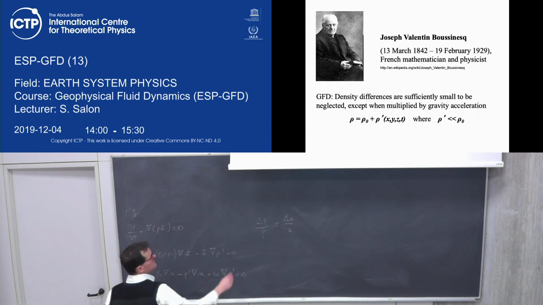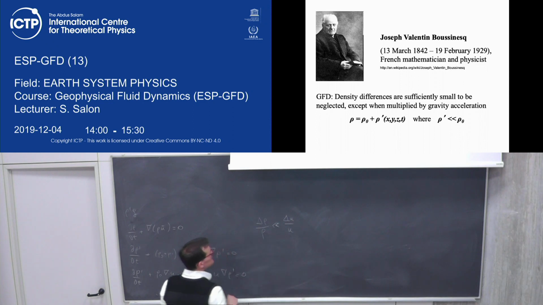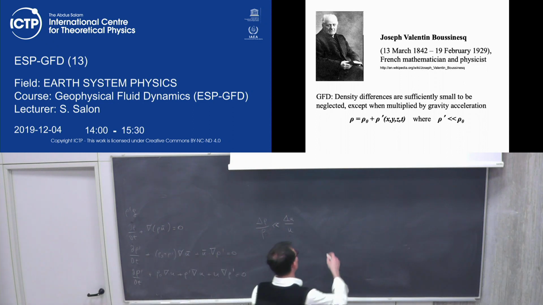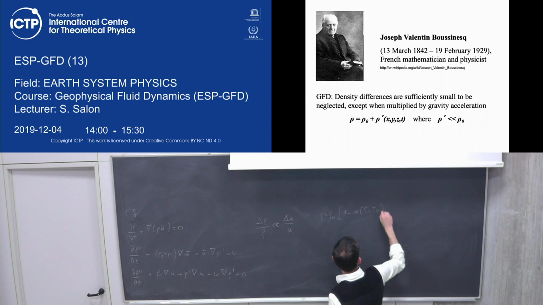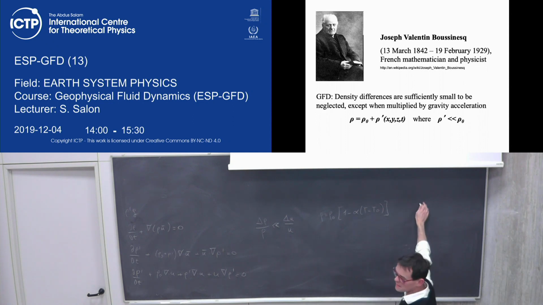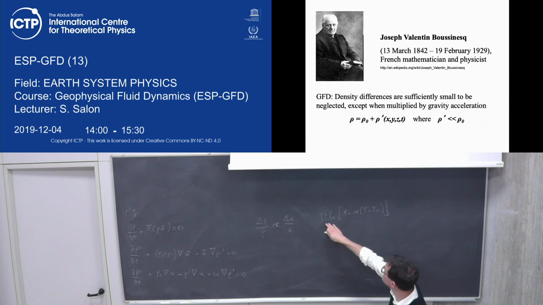So this is a hypothesis that we can also see from the equation of state. So if we take the equation of state for seawater, for example, let's concentrate only on the variation of temperature. Okay, so this simply says that density increases when temperature is decreasing because of the minus, and decreases when the temperature is increasing.